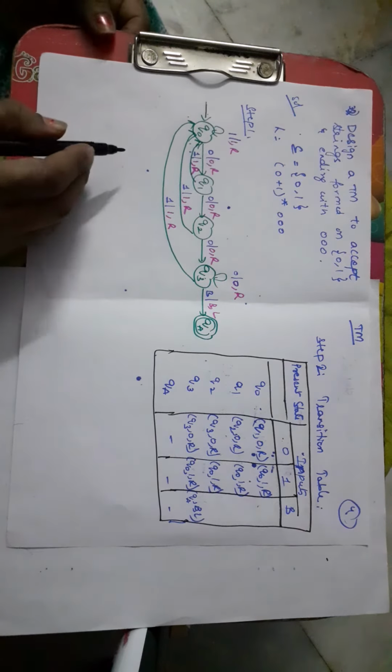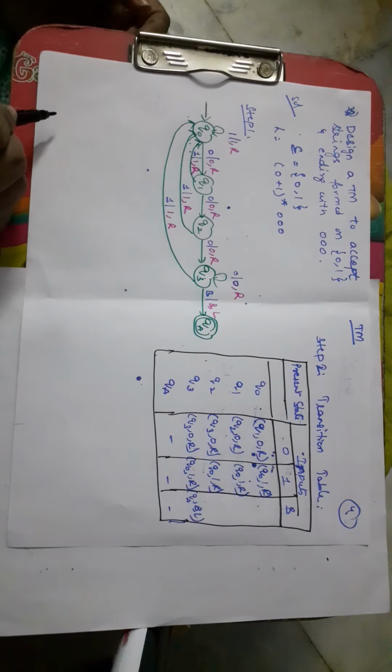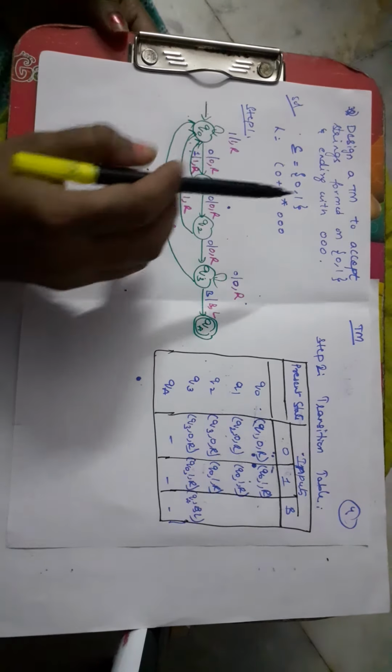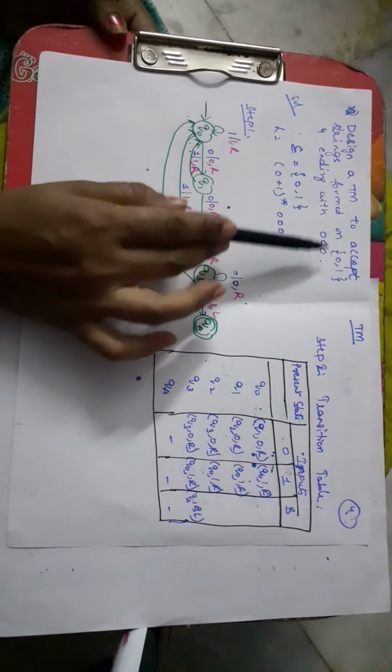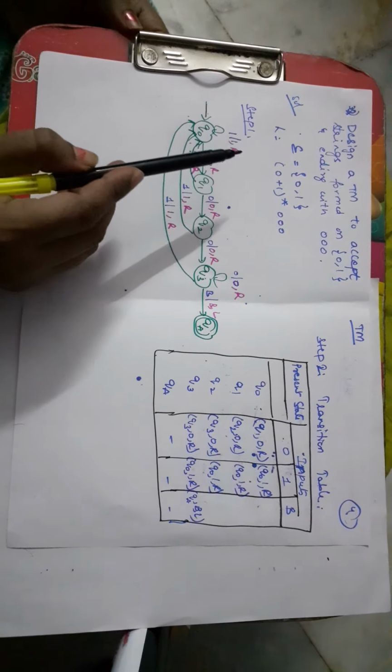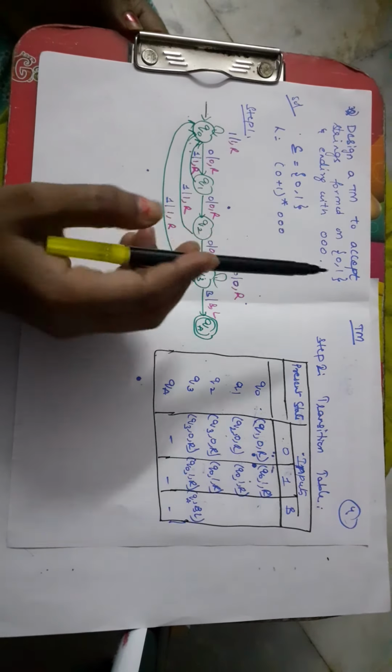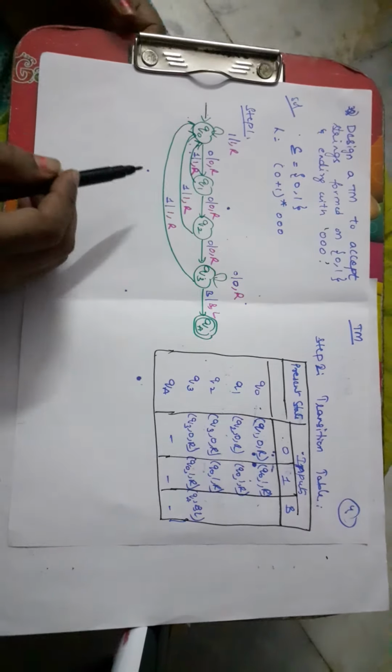Hello students, today we are going to discuss one more problem on Turing machine. The problem is to accept a string which is formed with the combination of zeros and ones and ending with 3 zeros.